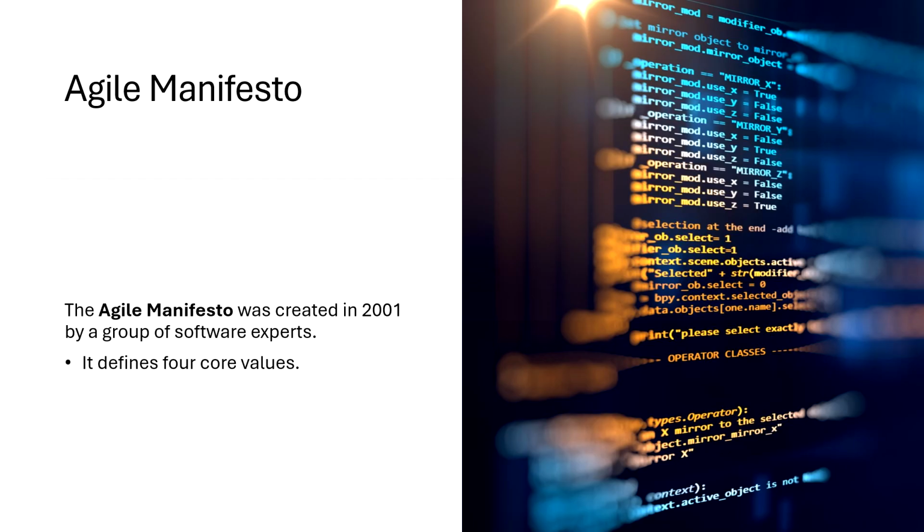So the Agile Manifesto was created in 2001 by a group of software experts. Basically, they wanted to improve software development practice and make development more flexible and customer oriented, जो पीछे आपको बताया। So, the Agile Manifesto defines 4 core values that we are going to discuss in the upcoming slide. We will discuss each Agile value one by one in detail, and these values are very, very important.